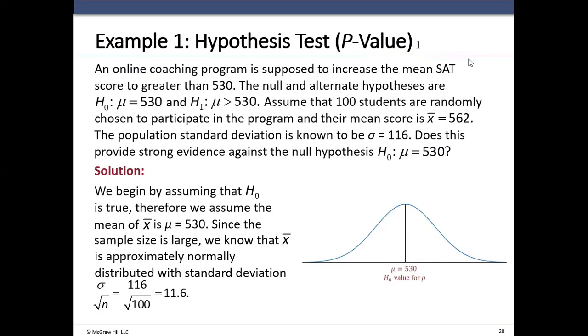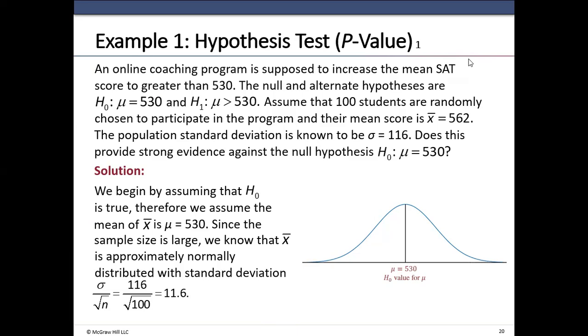Okay, so here is the same program. Same problem. The online coaching program is supposed to increase the mean SAT score to greater than 530. Null and alternate hypothesis: null mu equal to 530, alternate mu greater than 530. Assume that 100 students are randomly chosen to participate in the program and the mean score is 562. Population standard deviation is 116. Does this provide strong evidence against the null hypothesis? So what will we do?